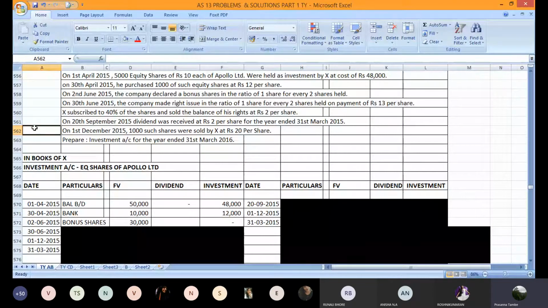So 2nd June 2015, bonus shares issued. Only in the face value column, we will show these 3,000 shares at 10 rupees per share, aggregating to 30,000 rupees. And the investment cost column will be nil.